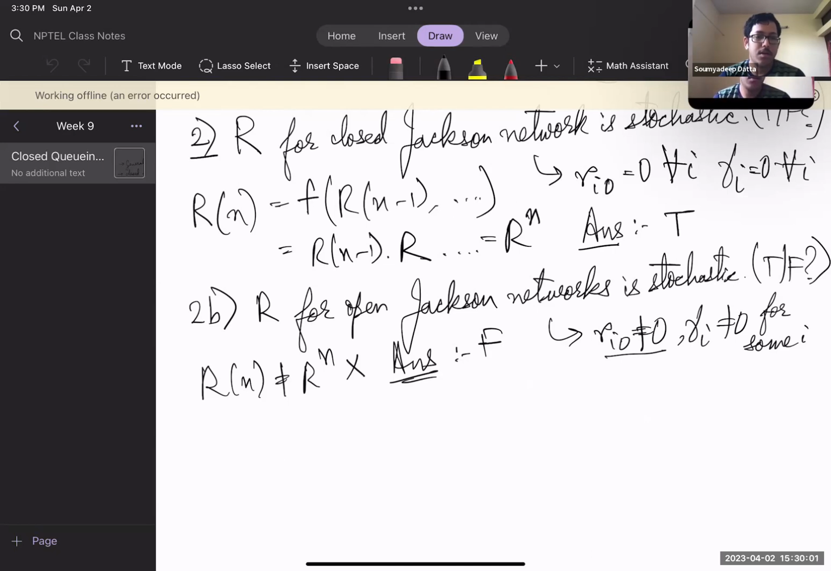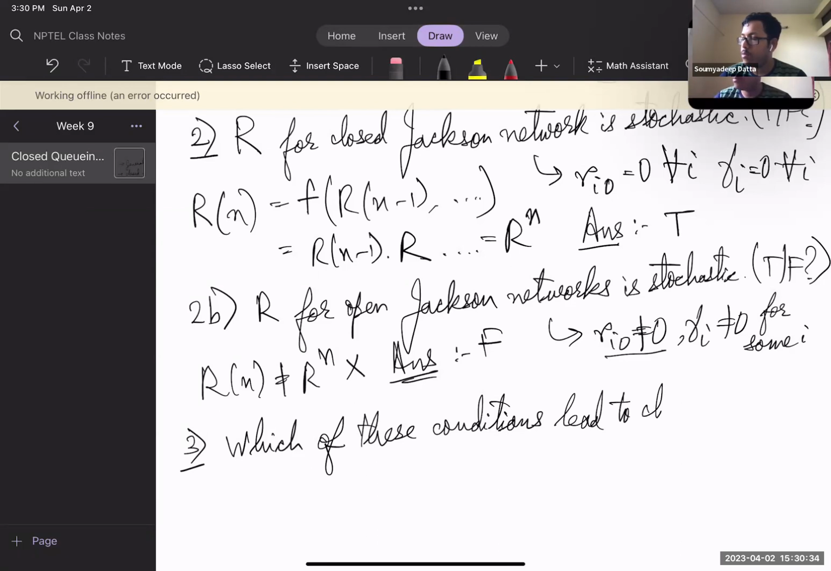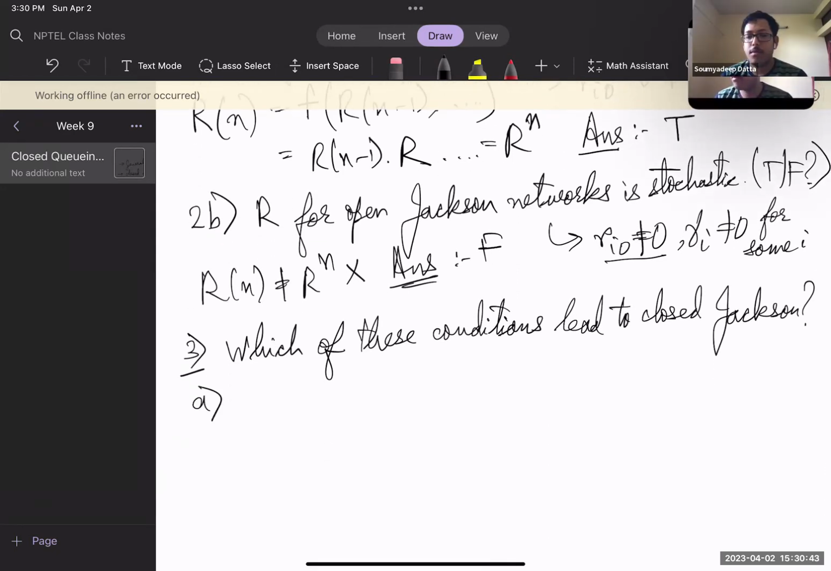And on a similar note, let's do another simple conceptual idea: which of these conditions lead to a closed Jackson network? So we have a few options here. Firstly, something like gamma_1 equal to 1, gamma_i equal to 0 for all i not equal to 1, and R_i0 equal to 0 for all i.